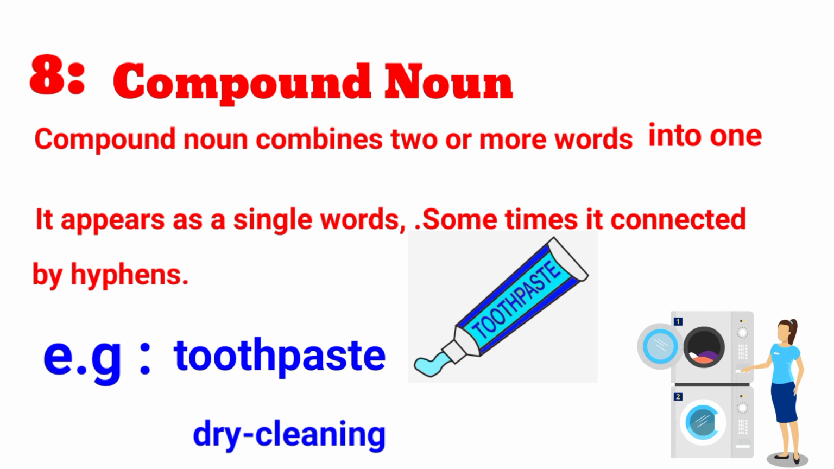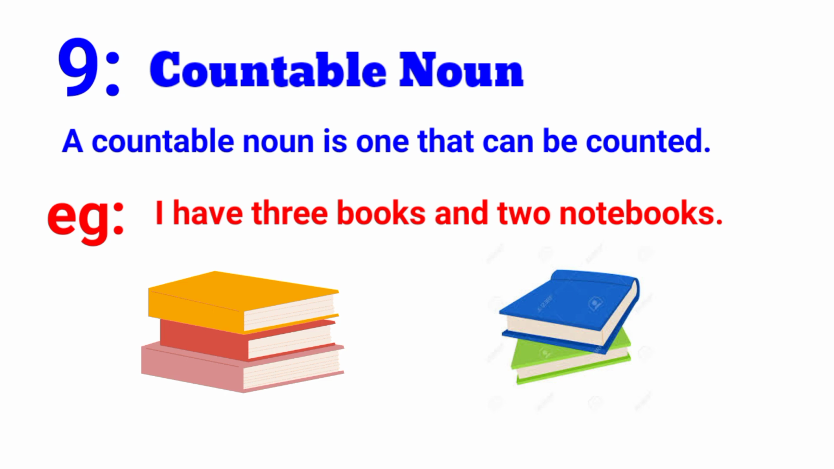Number 8, compound noun. A compound noun combines two or more words into one. It appears as a single word. Sometimes it is connected by a hyphen. For example, toothpaste, dry-cleaning.